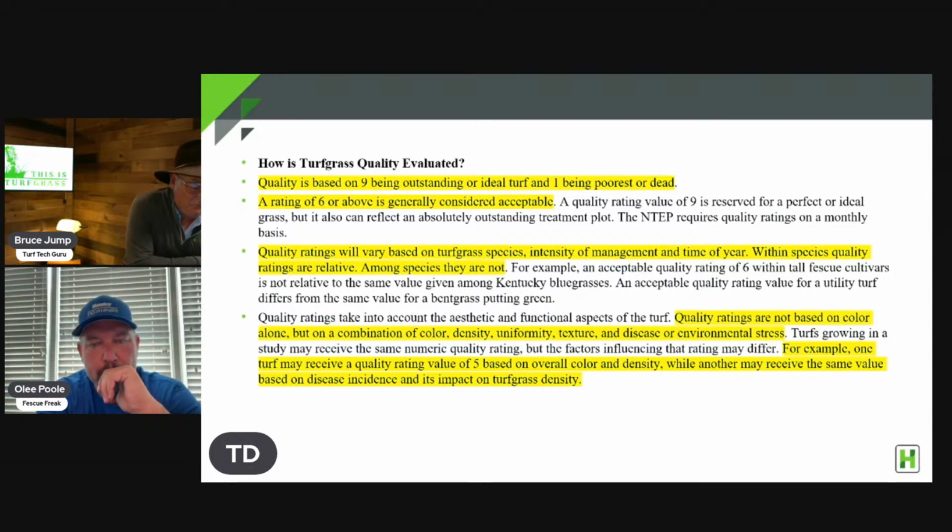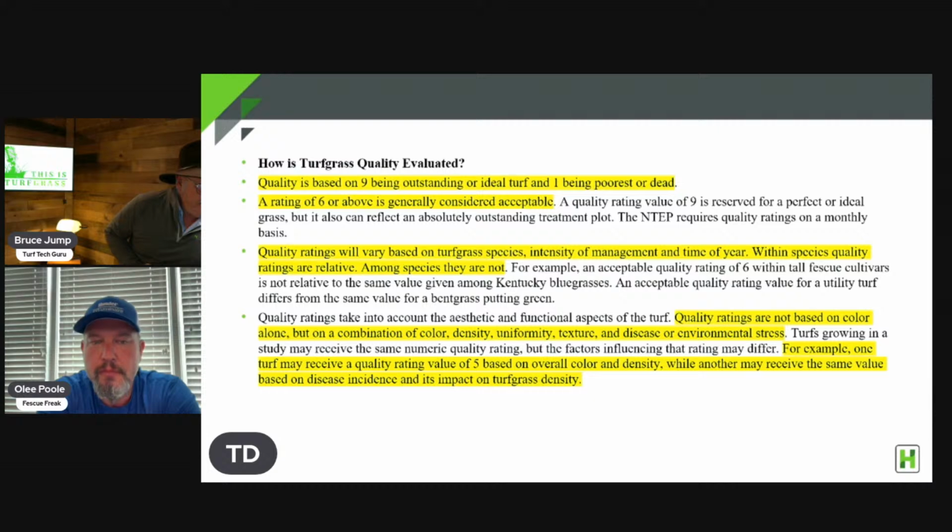Hear that, Oli? 1 being the poorest or dead. Dead. Now, this is a key point, Oli. A rating of 6. These are the raw scores in all the files we're going to be looking at. A rating of 6 or above is generally considered acceptable.